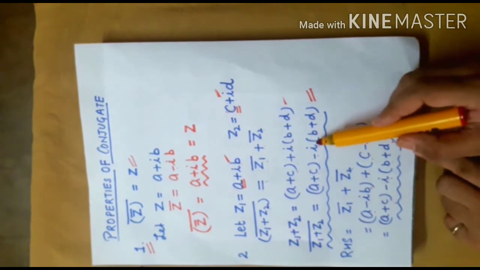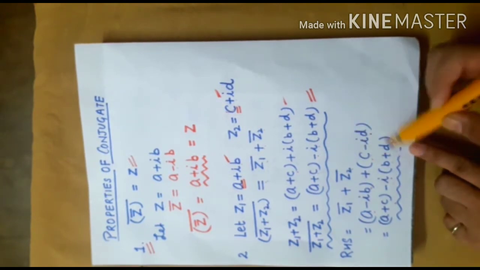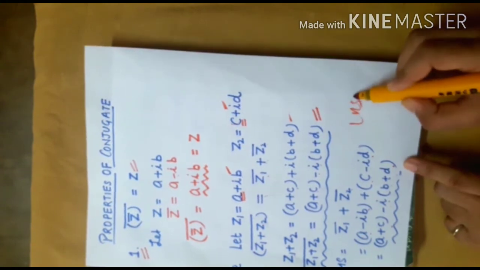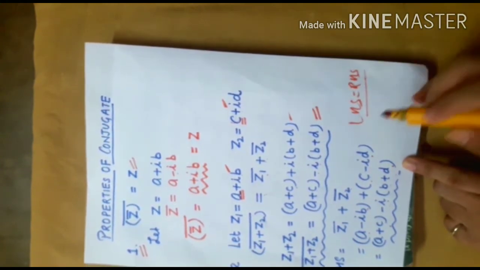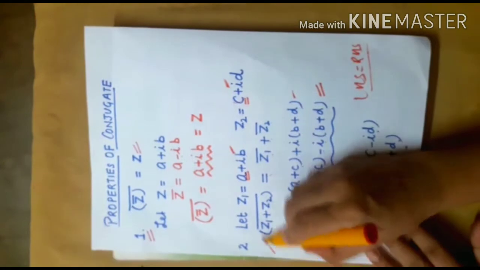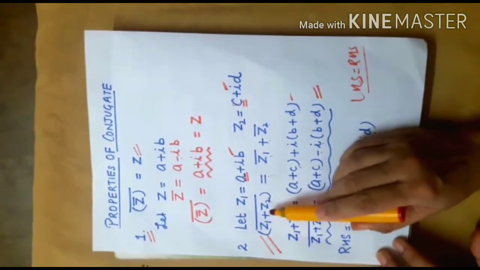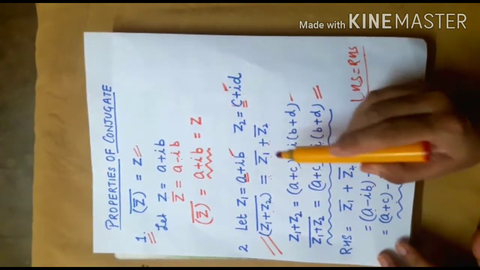Now you can see the left hand side and the right hand side are equal. Therefore, the conjugate of the sum is equal to the sum of the conjugates.